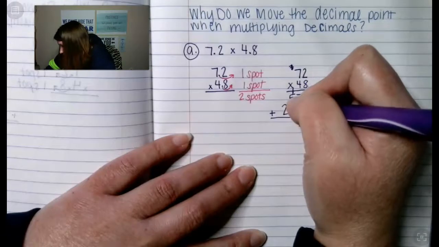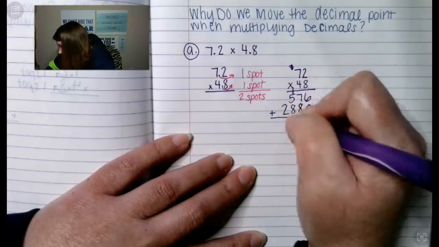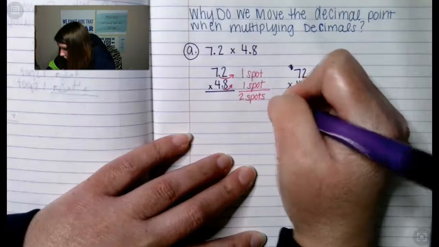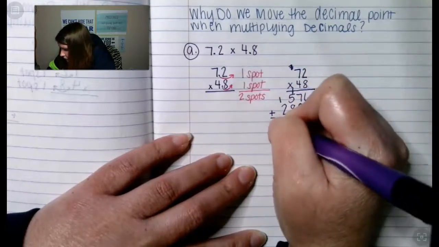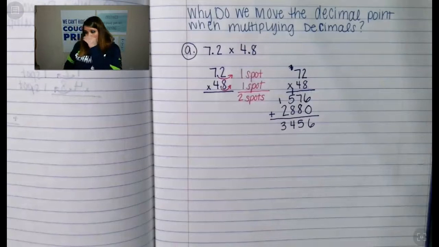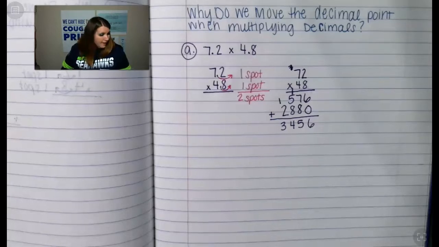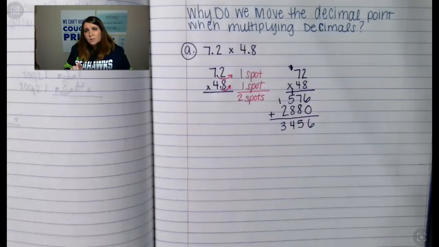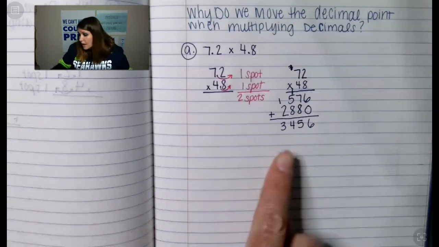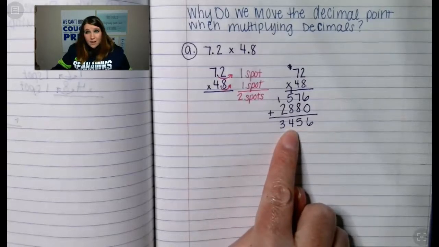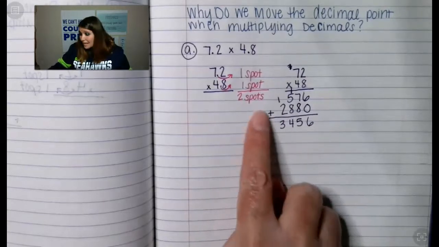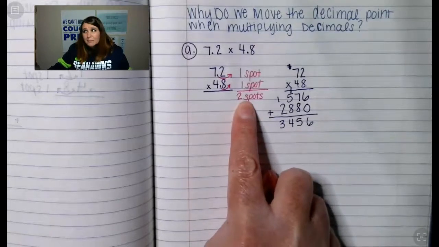So 5, 10, 13, 14, so I have 14, carry my 1, and I have 3. So really right here, I have 3,456. Oh my goodness. That is a really big number, and that is not correct. That's not correct because we remember from yesterday that decimals mean fractions. And I don't have any decimals in this problem because I took them out. So I need to put them back in.